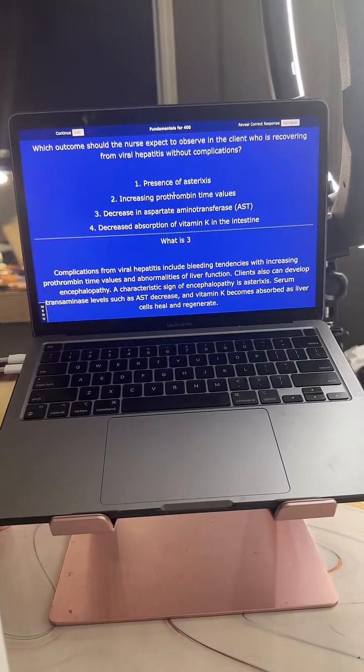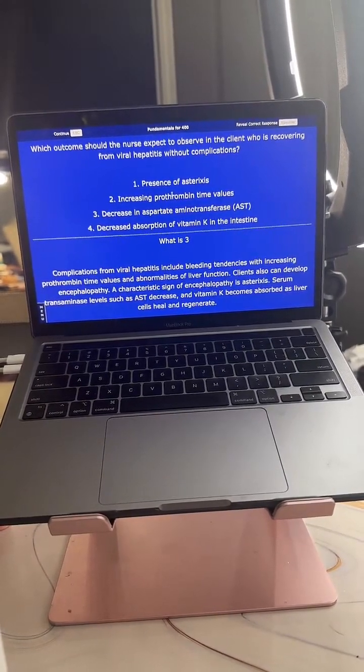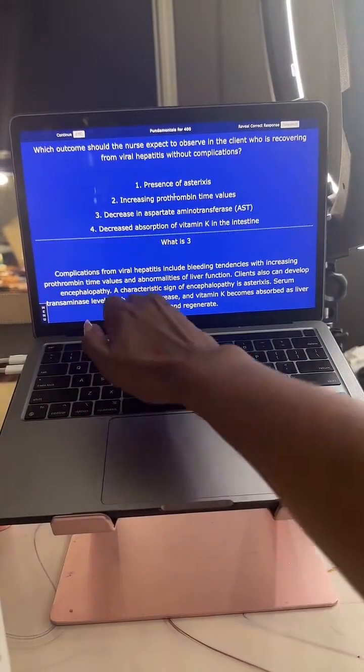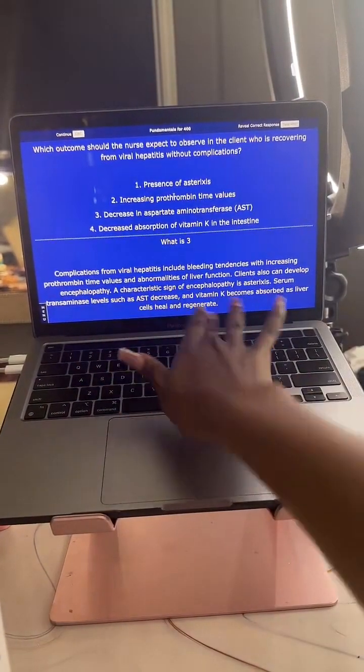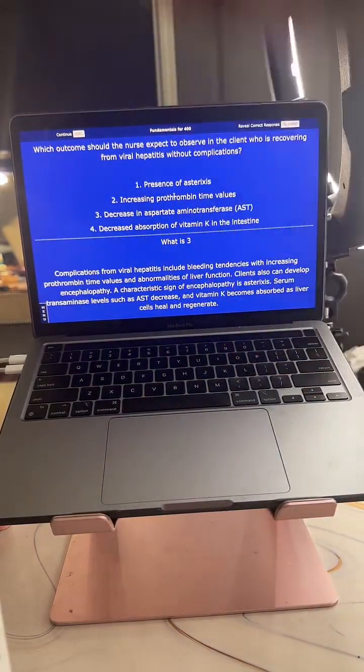Give me another one. ALT. Right, ALT. Exactly. And I don't mean like control, alt, delete. I don't mean ALT as in alt. Okay, I don't got alt over here. But ALT as in the liver enzyme.